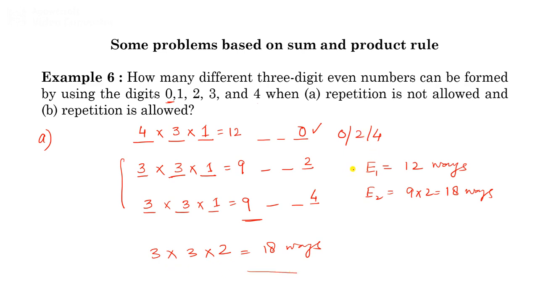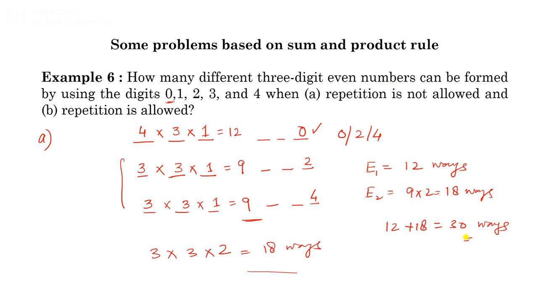So now you have 2 events, E1 or E2. Either you can fill this last place with 0 or you can fill it with 2 or 4. So the total number of ways will be given by E1 or E2. So in how many ways can 3 different digit even numbers be formed using these digits? It is given by 12 plus 18. This is 30. So the total number of ways is equal to 30.